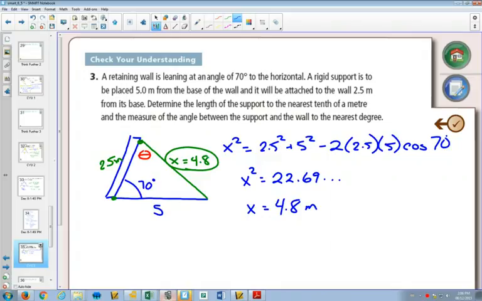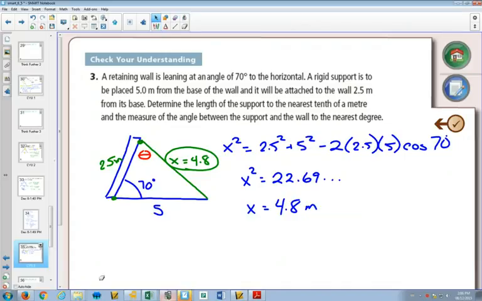So if I want to find theta, I could use the sine law now, but I'd have to use the 4.8. Okay? There's no way to find that angle theta unless we use the 4.8. If we use the 4.8, we have options. You can use the sine law, because if I use the 4.8, do I have an angle and an opposite side? Yes. Or I could use the cosine law, because do I have all three sides? Yes.